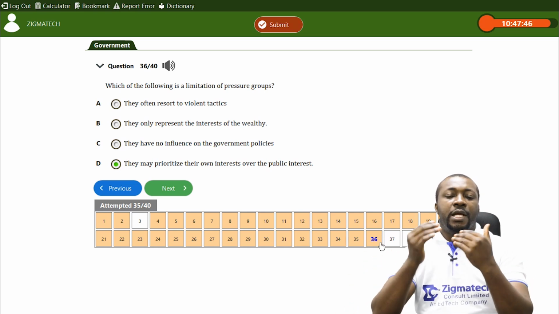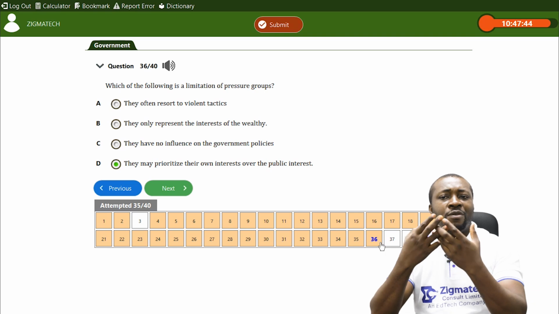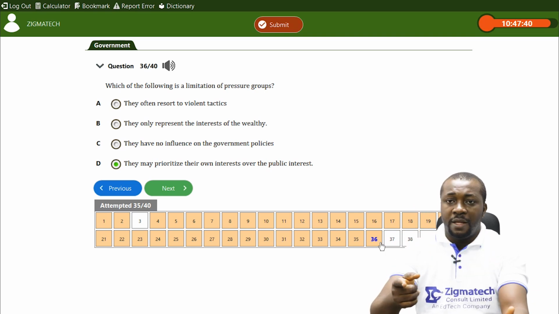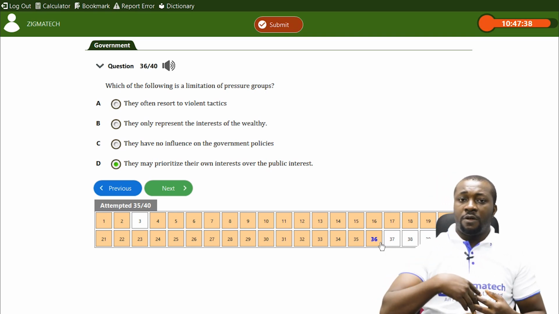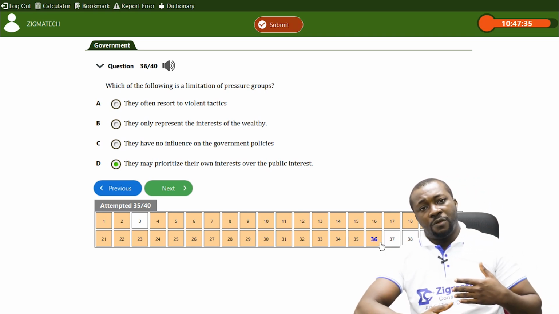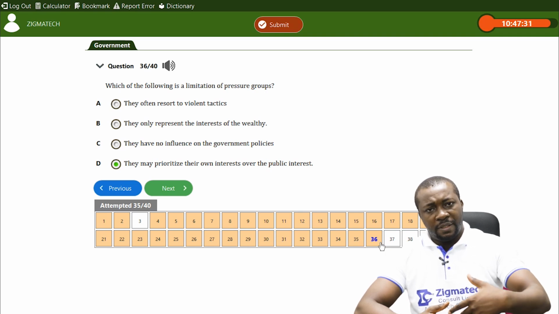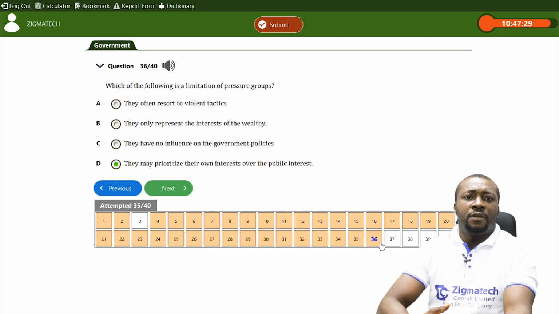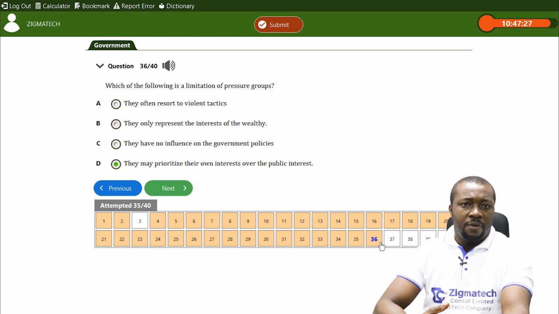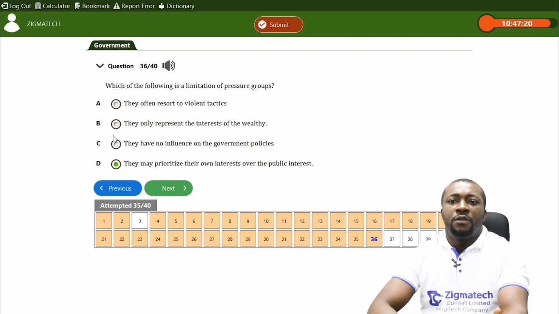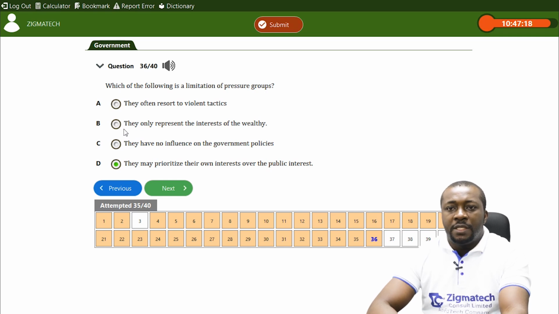But we cannot choose it because it says pressure groups often, and even the anomic pressure group is rare. The main pressure groups are what we call professional pressure groups, economic pressure groups and other types of pressure groups, labor unions and the rest of them. They use peaceful means to achieve their aim. So it's not A.